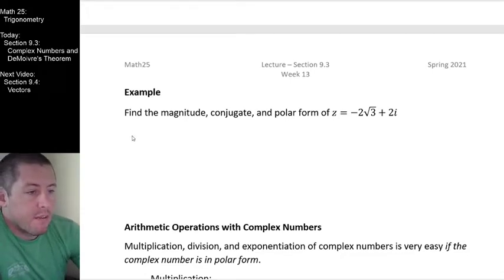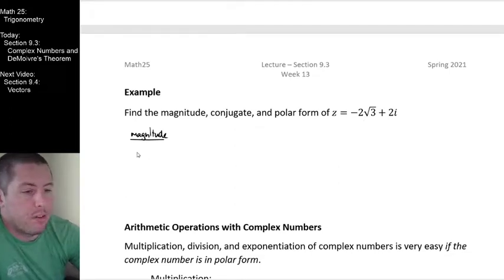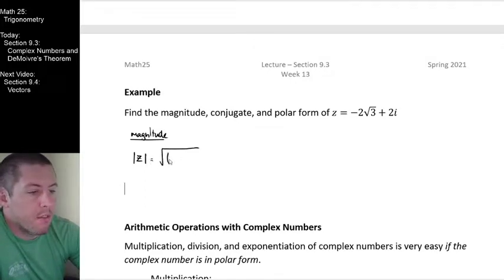So first things first, our magnitude. Magnitude, remember, is just a measure of how far we are from 0. So we have that our number here goes negative 2 root 3 in the real direction, and it goes 2 in the complex direction here. So I think I can say that how far our imaginary number is from 0 should be the square root of the sum of the squares of these two numbers.